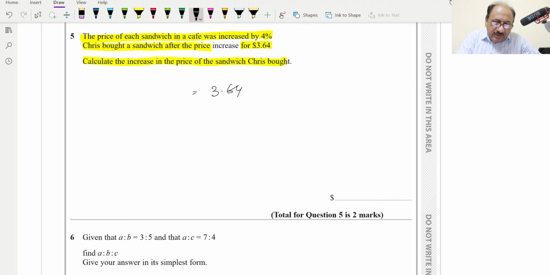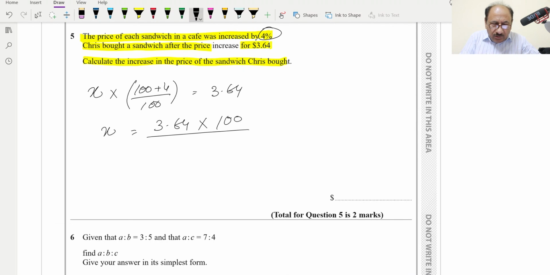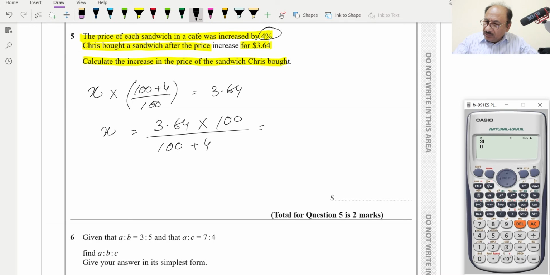How are we getting the new price? After an increment of 4%, we will add 100 plus 4, or we can write 100 plus 4 over 100 for the increment, and this will be on X price. We don't know the amount of X, which we have to calculate. So X will be equal to 3.64 multiplied by this denominator going as numerator, and the numerator shifting to this side as denominator. This simplification we can solve by calculator.